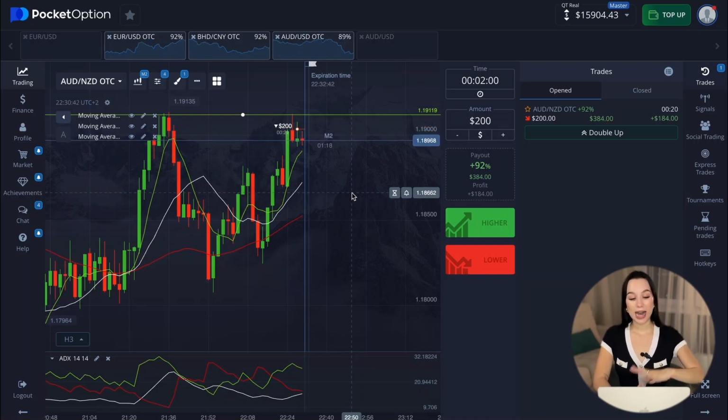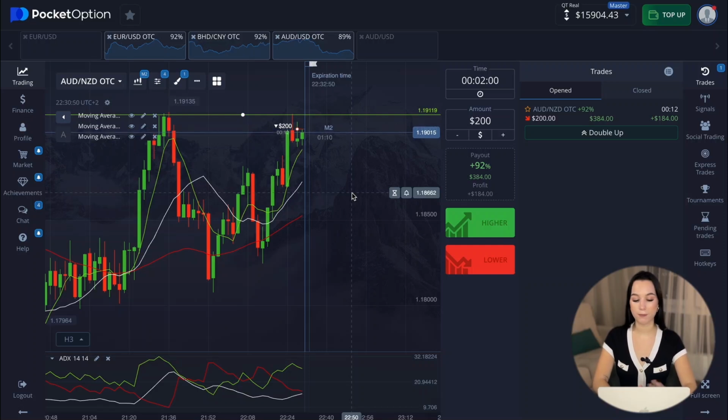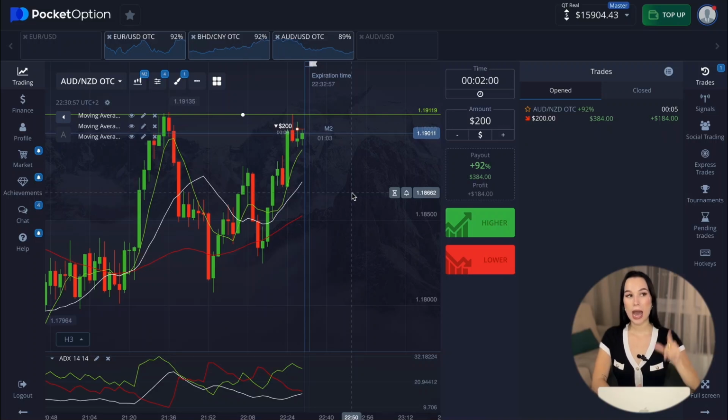But I'm showing you everything. It is what it is, and you can see, for example, right now it's already 15 seconds till the end of this trade, and I'm more than sure that we're going to win this one. This is a resistance level. Our chart will probably not grow. I'm always saying probably because the market is really unpredictable.